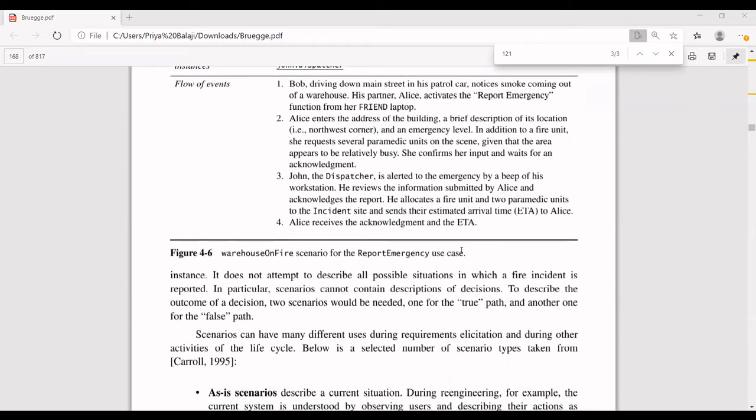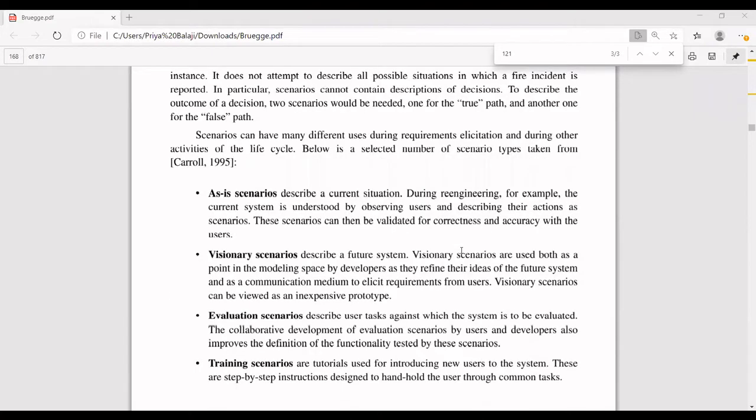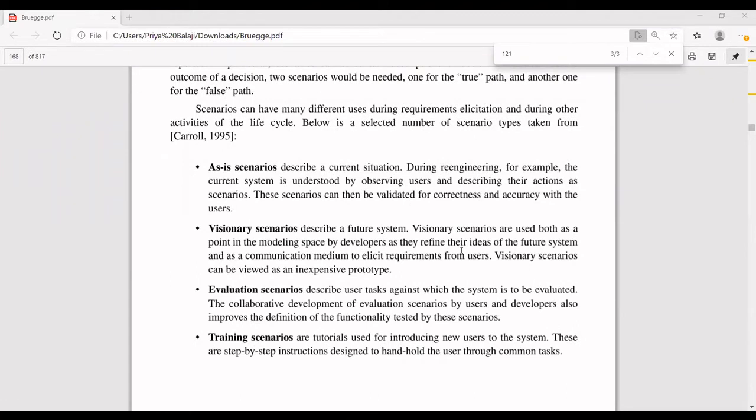So each scenario can be clubbed into a use case. They have shown you some scenario types. What are the types of scenarios it can be? First is the as-is scenario. An as-is scenario is going to describe the current situation, what is currently happening. So where is this as-is scenario going to be used?